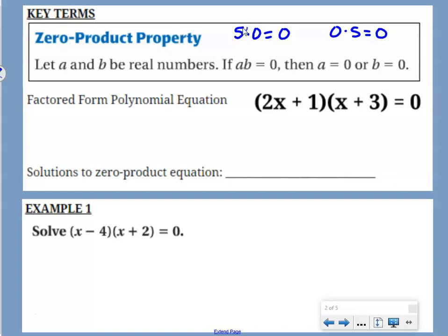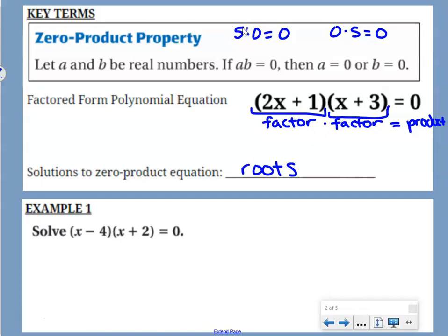Factored form polynomial equation. Here's an example of that. Factored form just means we have two factors. Both of these in parentheses are called factors. It's a factor times a factor equals your product, and this product is 0. Solutions to a zero product equation are also called roots. So the solution to that equation would be your solution or your roots.